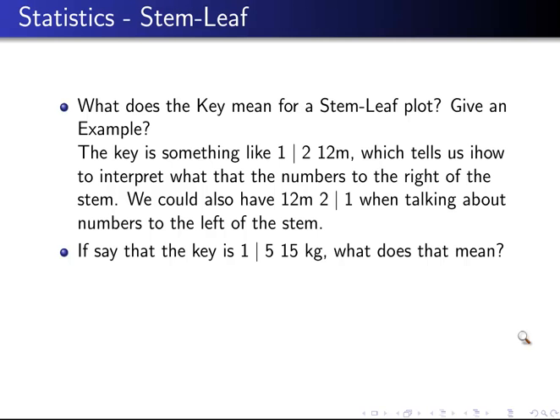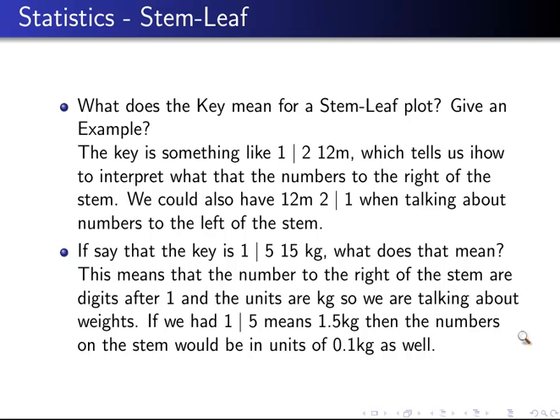If say the key is 1 bar 5, 15 kg, what does that mean? Well, that means that the numbers to the right of the stem are digits after 1, and that the units are kg. So we are talking about weights. If we had 1.5 means 1.5 kg, then the numbers to the right of the stem would be in units of 0.1 kg.